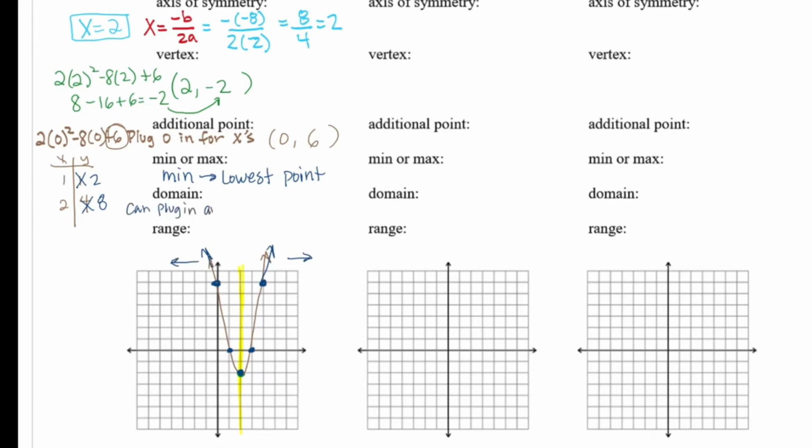There's no restrictions, so the domain is going to be all real numbers. I can put a 1 in, I could put a half, I could put pi in, and I can get out a number. The range is not going to be the same.